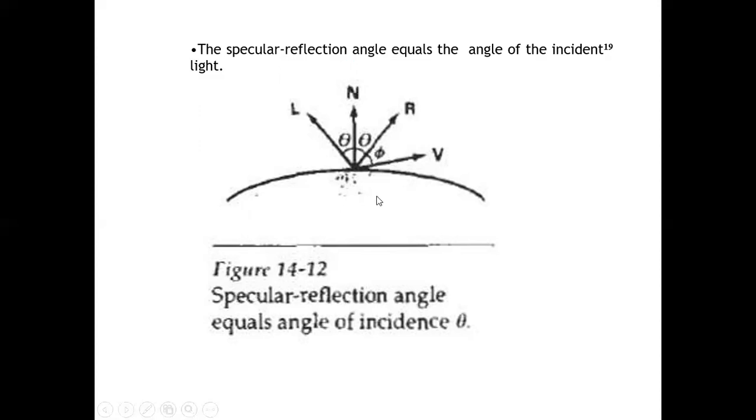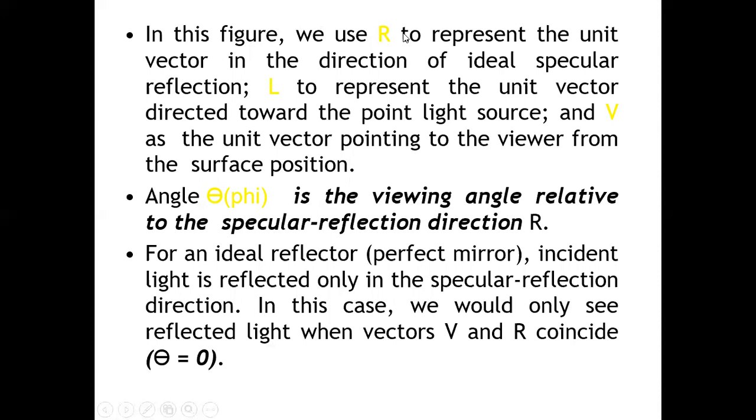Here we are considering one more vector called V. This V vector is used to point to the viewer from the selected surface position. It can be here or here, depending on wherever the viewer stands and whichever direction he wants to view the surface. The specular reflection angle is equal to the angle of incidence, theta, and the viewer makes an angle phi with that reflection. In this figure, R represents the unit vector in the direction of ideal specular reflection, L is the unit vector directed towards the point light source, and V is the unit vector pointing to the viewer from the surface position.